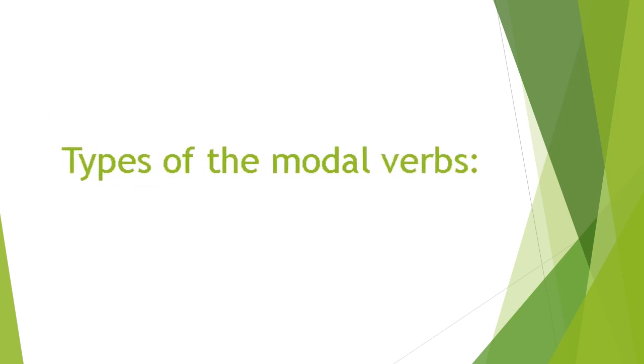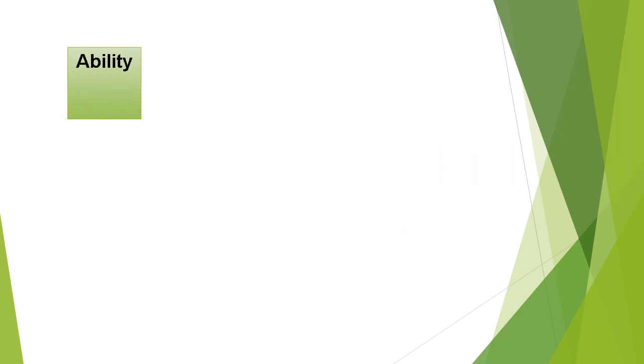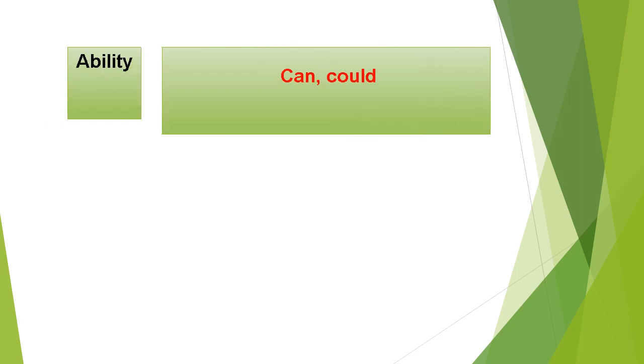Types of the modal verbs. The ability معناتها المهارة, the skill, the capacity. We express ability with the modal verbs can or could. Could هي ال past simple تاع can. So can in the present and could in the past.